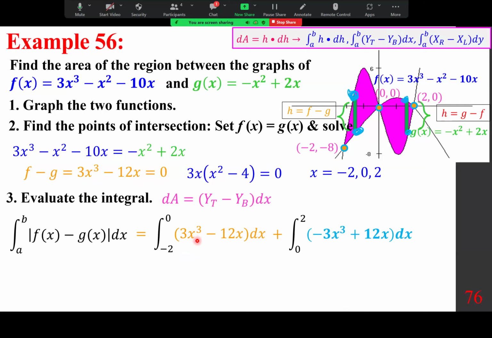3/4 x to the power of 4 minus 6x squared from -2 to 0. Negative 3/4 x to the power of 4 plus 6x squared from 0 to 2. And you can plug in and do the work on your own. You should end up with number 24 as the final answer.